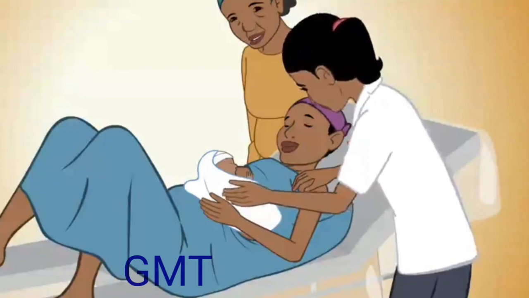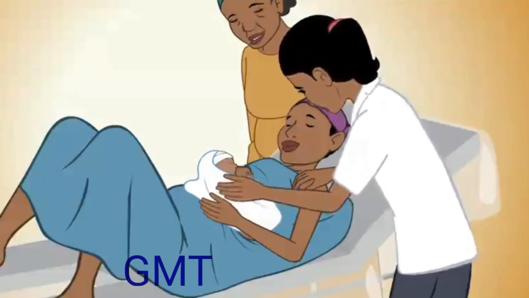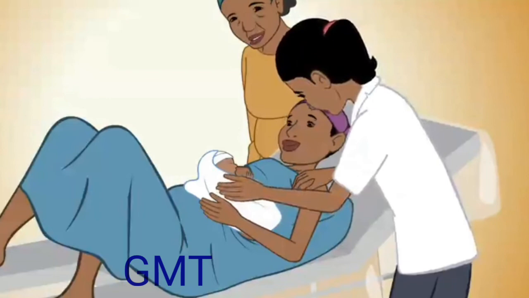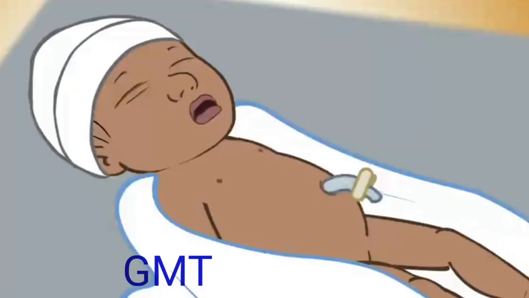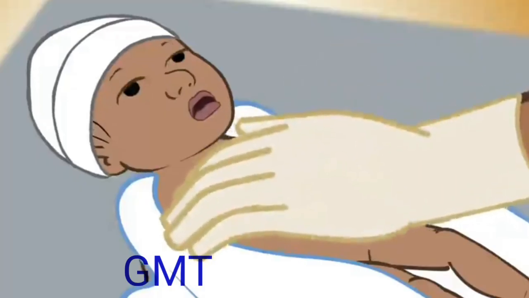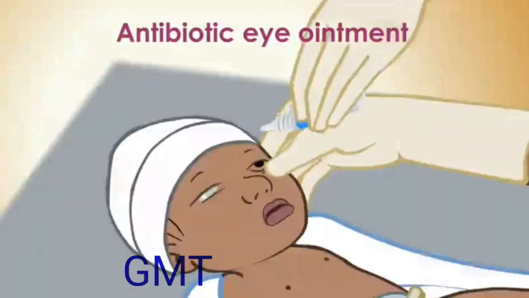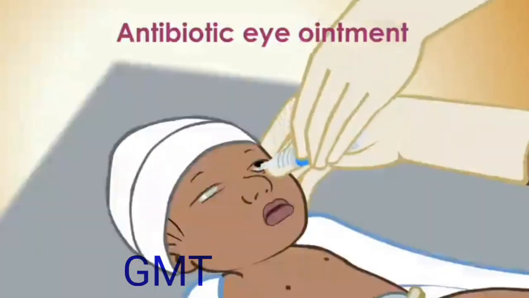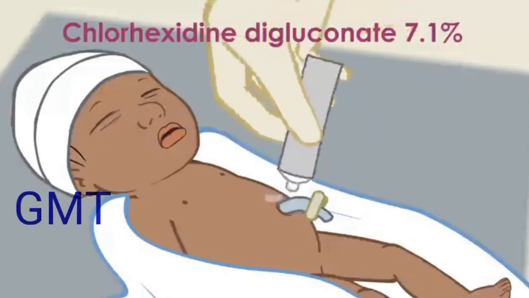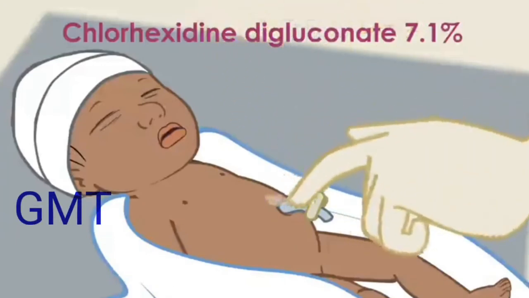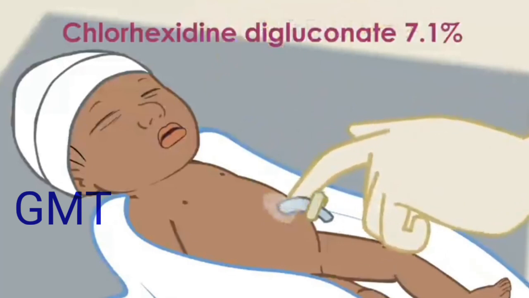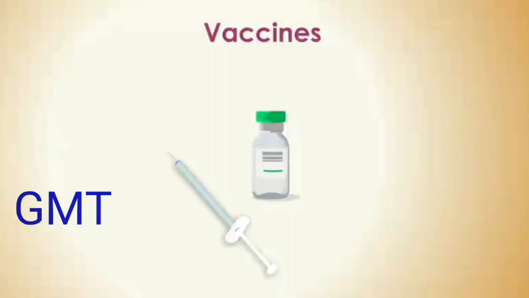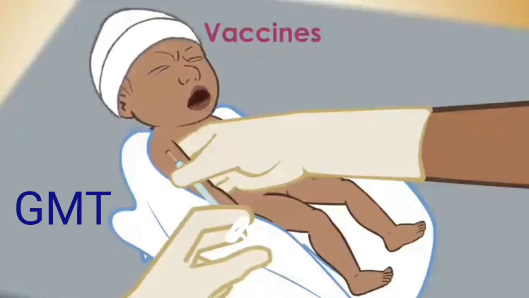Start breastfeeding within the first hour after birth and let the newborn feed on demand. If feeding problems, see feeding chapter in the low birth weight film. Examine the newborn, looking for danger signs. Apply antibiotic eye ointment. Treat the cord according to local guidelines. For example, apply chlorhexidine digluconate, 7.1%, for umbilical cord care. Give vaccines according to national guidelines.